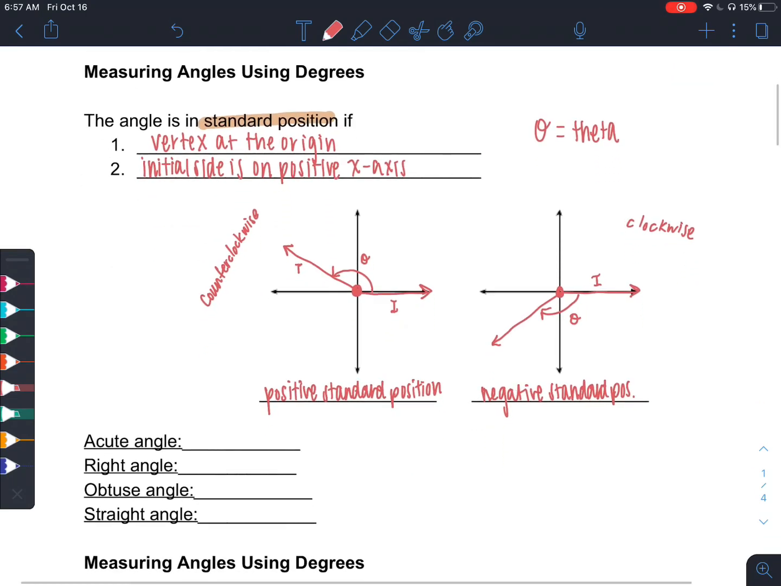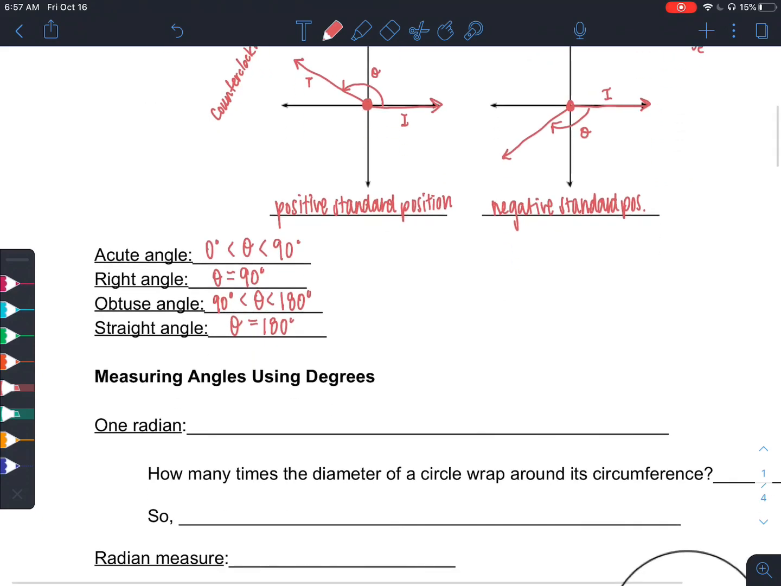Okay, so just to review, an acute angle is an angle between 0 degrees and 90 degrees. A right angle is when theta is equal to 90 degrees. An obtuse angle is when theta is between 90 degrees and 180 degrees. And then finally, a straight angle is when theta is equal to 180 degrees.